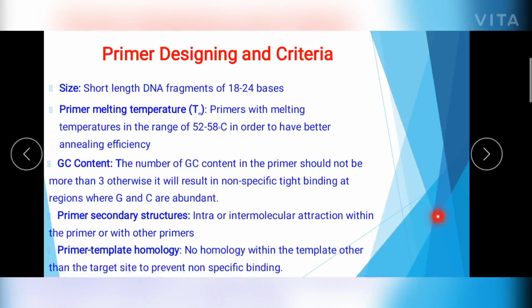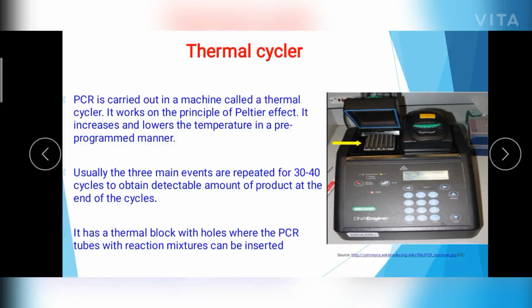No homology within the template other than the target site should be there, in order to prevent non-specific binding. All the components which we have discussed make up the reaction mixture, and this reaction mixture is taken in PCR tubes, which are inserted in a machine called a thermal cycler. This is the machine which carries out the PCR reaction, and it works on the principle of the Peltier effect. Here you set a program where the temperature is increased and lowered in a particular way.